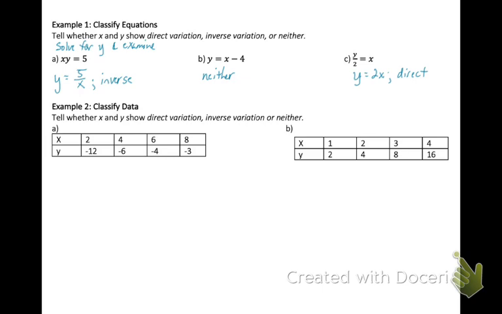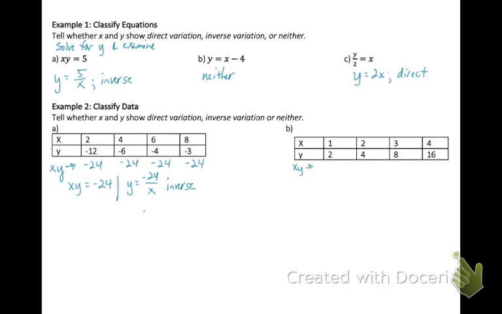Now let's classify data in a table, showing whether x and y show direct variation, inverse variation, or neither. If we multiply those x and y variables together, we'll get a constant. Notice in this table we do. Every time we get negative 24. So x times y equals negative 24. If we solve for y, that equals negative 24 divided by x, which is an inverse relationship.